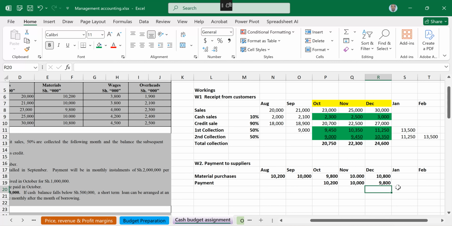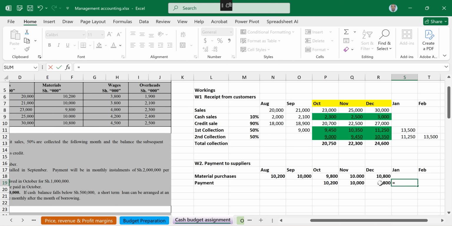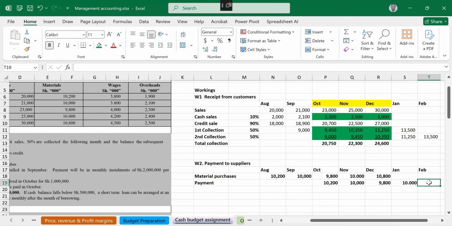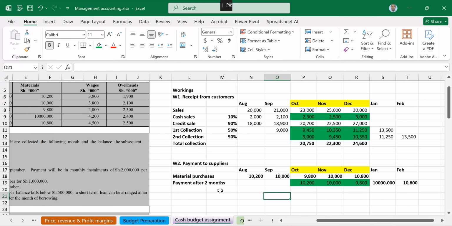Then the one for November will be paid in January. Then the one for December will be paid in February, like that. Now this was wrong. The one for November here, you can see it's wrong. It's not 10.0. So you change from the other side, it should be 10,000, so that you correct this.